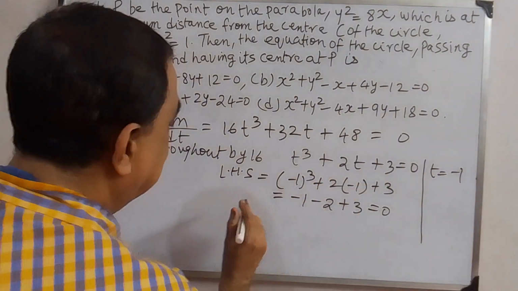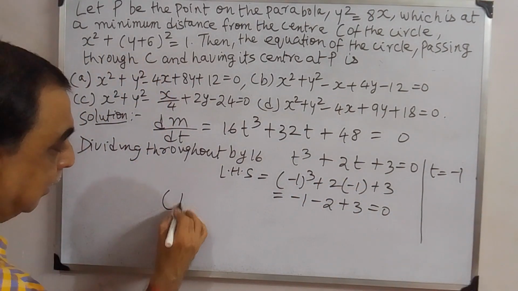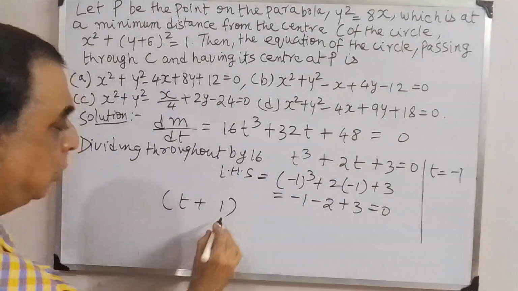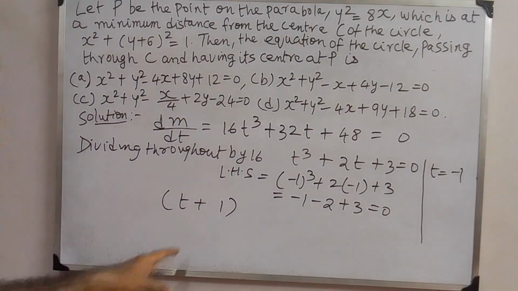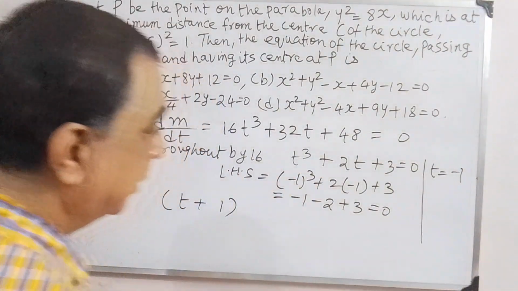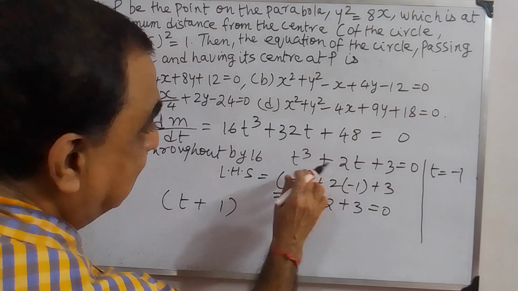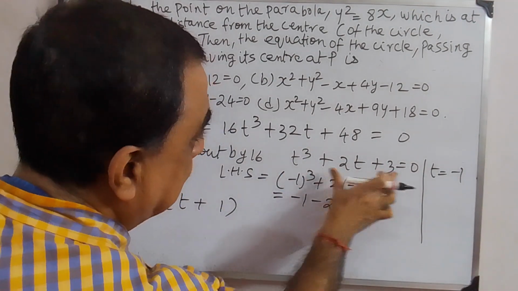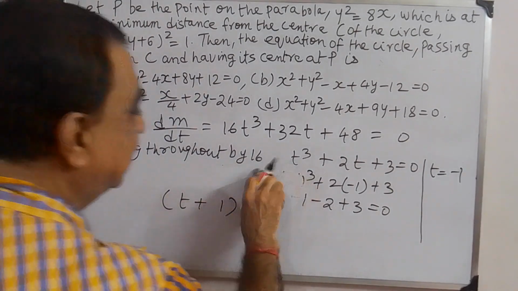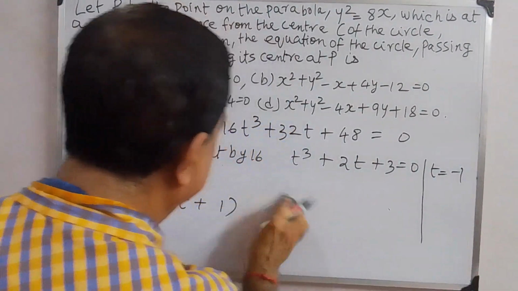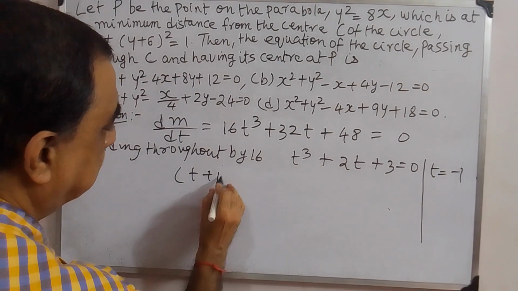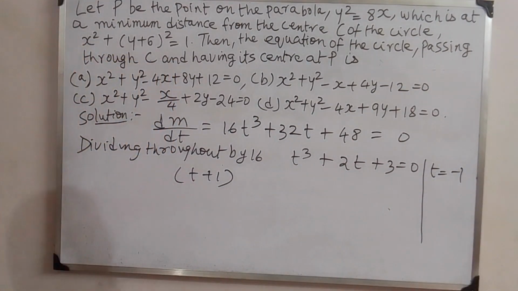So here we have to put the bracket t minus 1, we put inside the bracket t plus 1. Then we will get the t value minus 1 when we equate it to 0. Okay. Now make this equation equal. How will we make this equation equal? By multiplying with some number. The factor will be t plus 1, the opposite sign of this.